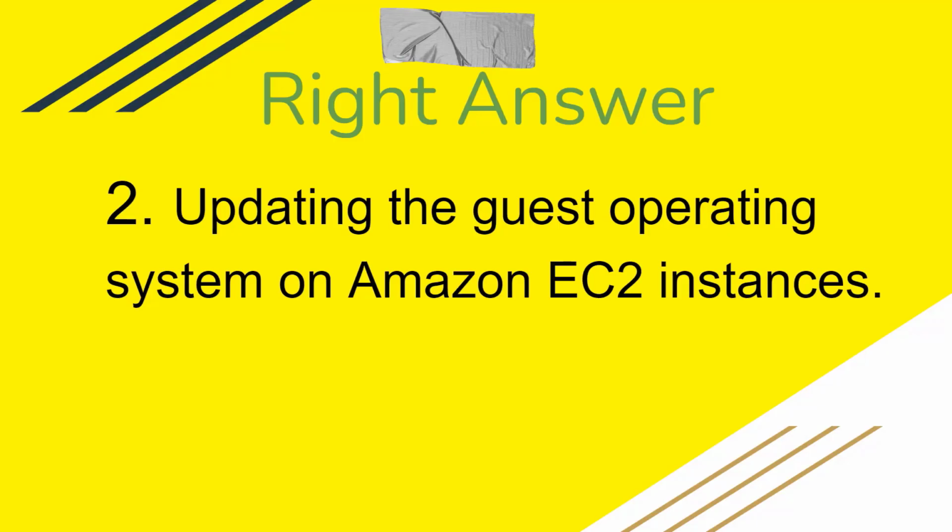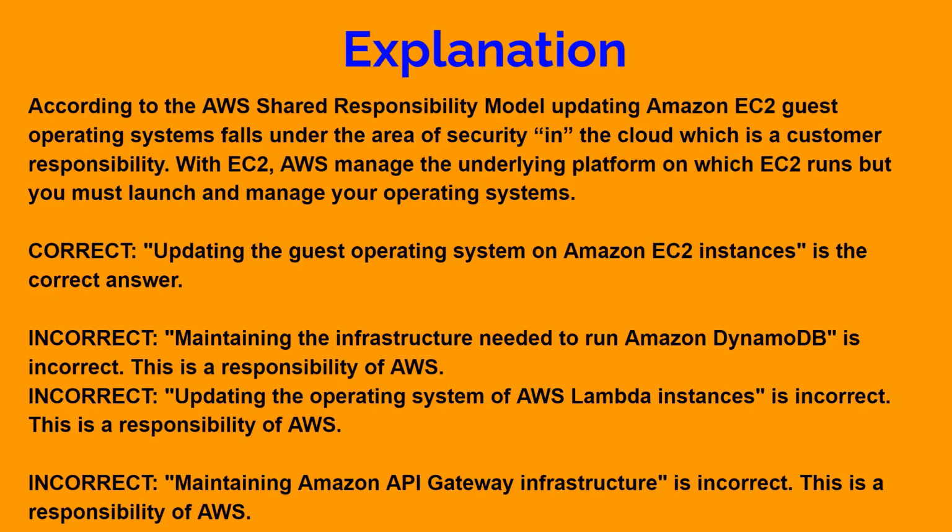Right answer is 2. Updating the guest operating system on Amazon EC2 instances. Explanation. According to the AWS Shared Responsibility Model, updating Amazon EC2 guest operating systems falls under the area of security in the cloud, which is a customer responsibility. With EC2, AWS manages the underlying platform on which EC2 runs, but you must launch and manage your operating systems. Correct. Updating the guest operating system on Amazon EC2 instances is the correct answer.